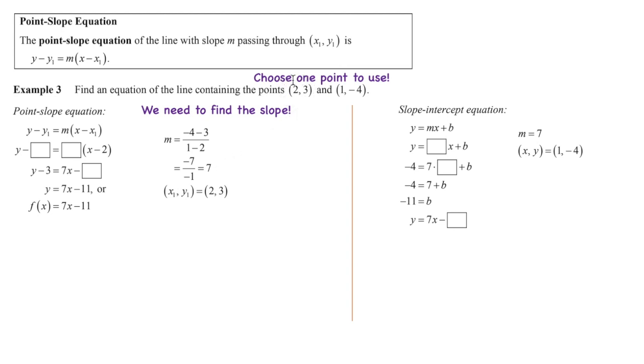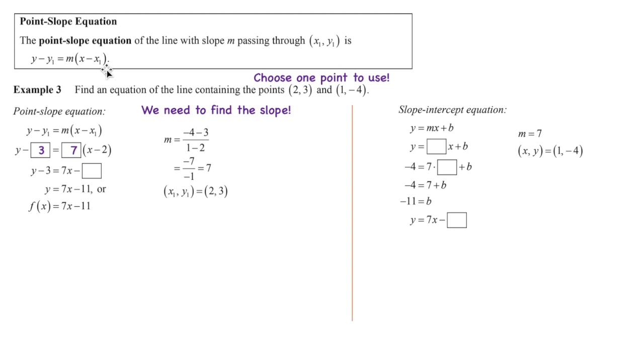And I'm just going to choose the first point here to fill in our point slope in our equation. Our equation says that we need to take y minus the y value of our point equal our slope times x minus our x value of the point which we chose. This gives us y minus 3 equals our slope of 7 times x minus our x value of 2.